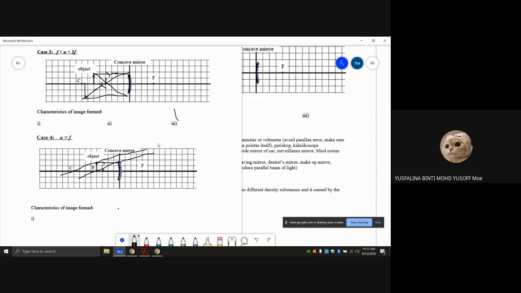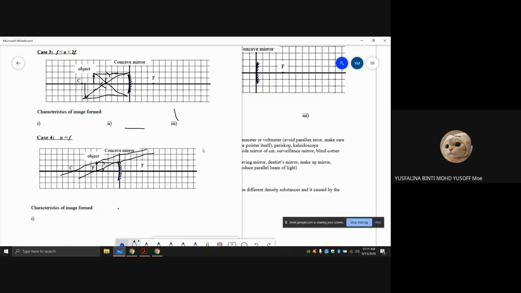If you make it longer, you can see the image is bigger, bigger than the size of the object. So there are 3 characteristics. The first one is image at infinity. Then it is virtual, because it is formed on this side. And then it's bigger than the object. So those are the characteristics of the image when U is equal to F.